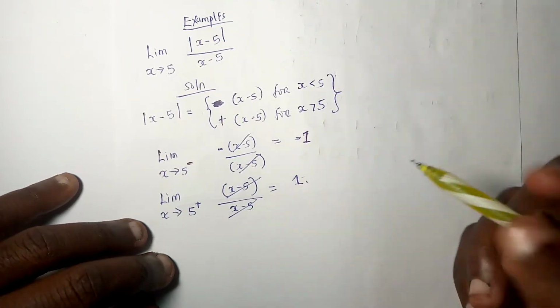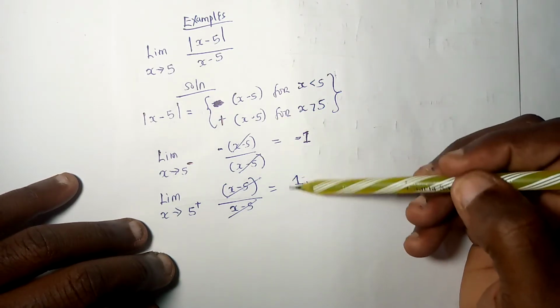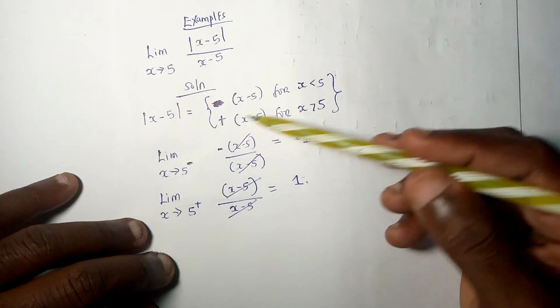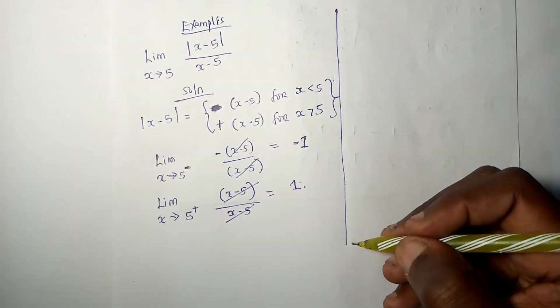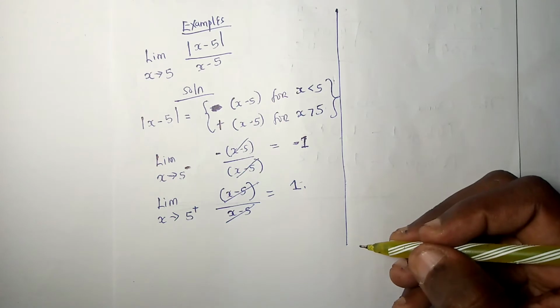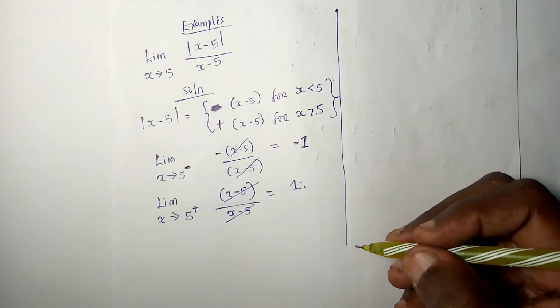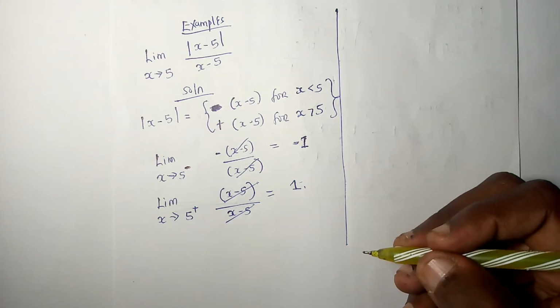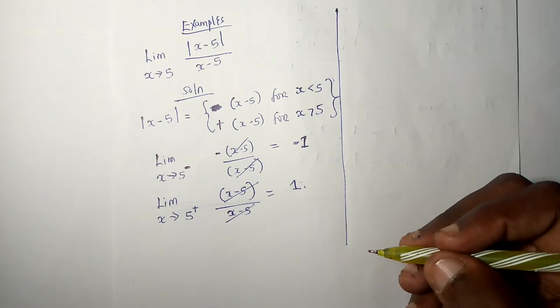So definitely this function has different limits. It has no unique limit. It has one-sided limits based on where it's approaching. The limit does not exist as a unique limit. We are going to take another example before I give you an exercise.